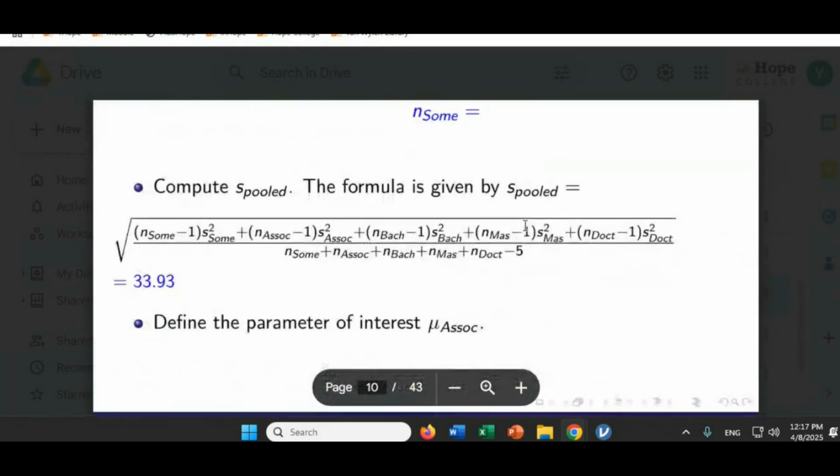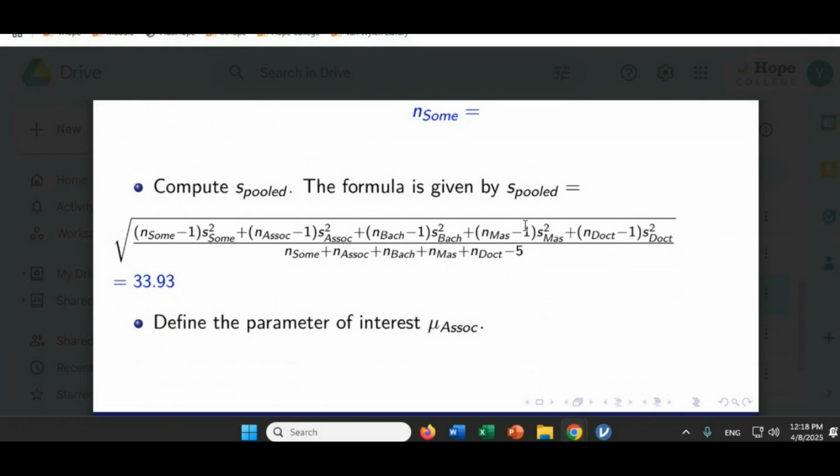The answer turns out to be 33.93. So write that down. We're going to need that. The answer is 33.93. I'm going to show you why this number makes sense. Remember the rule I told you, that when you find S pool, one way to check whether what you have done is correct is to see whether your S pool value lies within the smallest S and the largest S. Do you remember that? Your S pool cannot fly outside the smaller S and it cannot be bigger than the larger S.